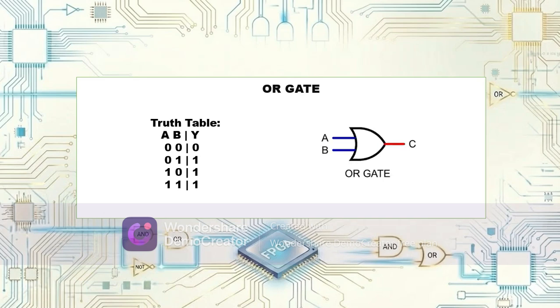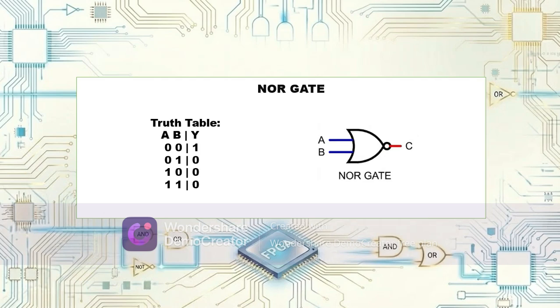Similarly, for the OR gate we can say it is the addition. The inputs are 0 0, 0 1, 1 0, 1 1, and the output for the first is 0. So 0 plus 1 is 1, 1 plus 0 is 1, and 1 plus 1 is 1. Okay, it is the basic symbol.